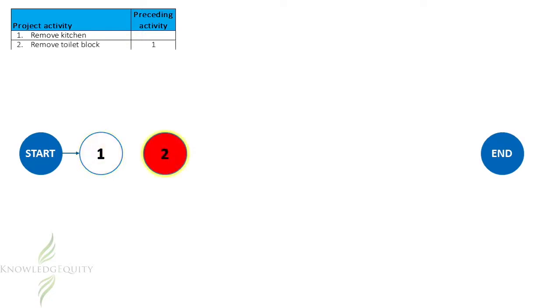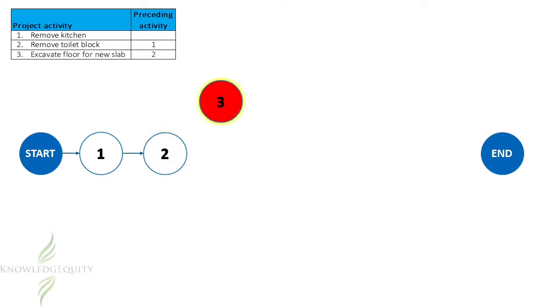We now consider activity 2, which is remove the toilet block. The preceding activity for this is activity 1, so the arrow will move from 1 to 2. The third activity to consider is excavate the floor for the new slab. The preceding activity is activity 2, so our arrow will move from 2 to 3. The next activity is activity 4, remove the mezzanine, which has the same preceding activity as activity 3. That is, they both stem from activity 2.